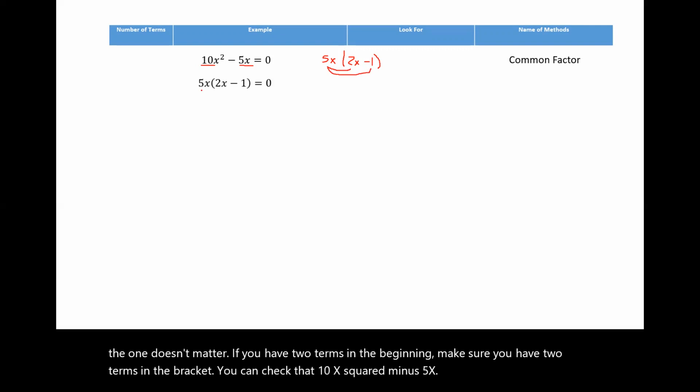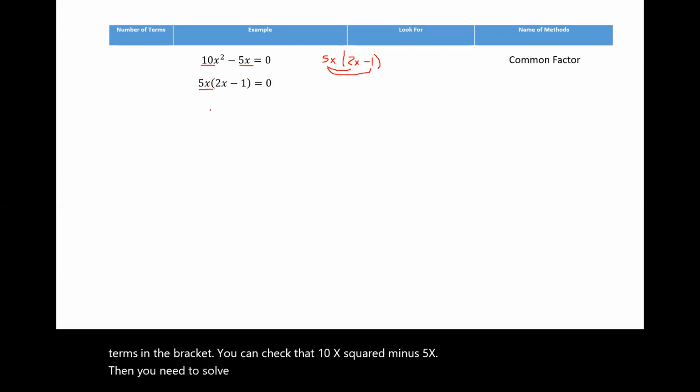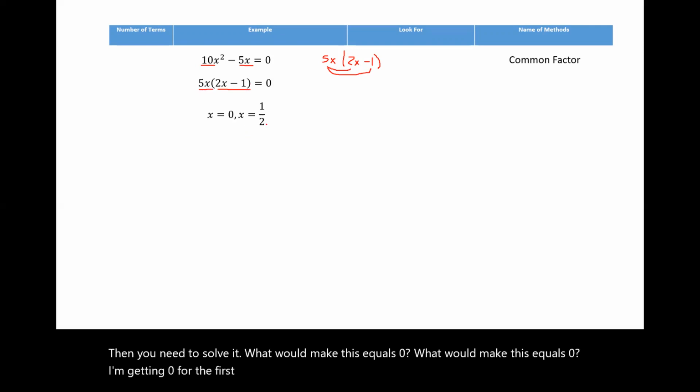Then you need to solve it. What would make this equal 0? And what would make this equal 0? I'm getting 0 for the first one and a half for the second one.